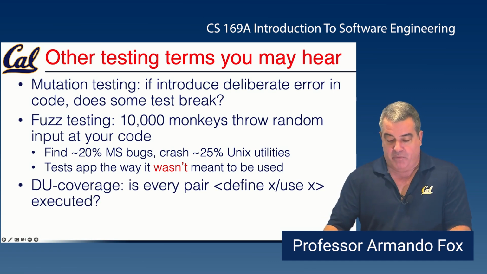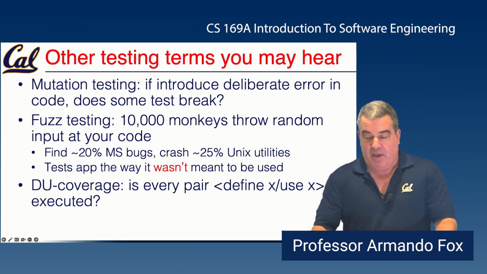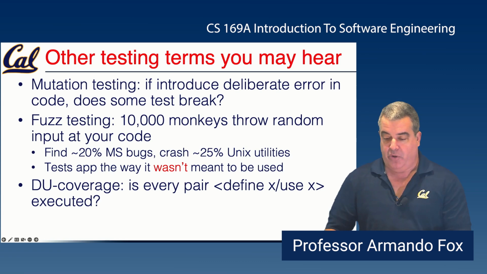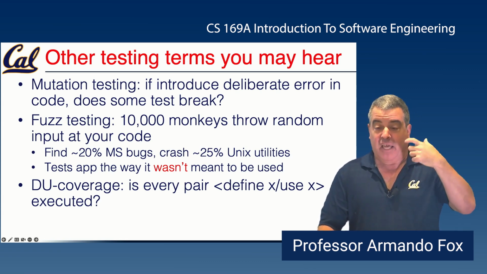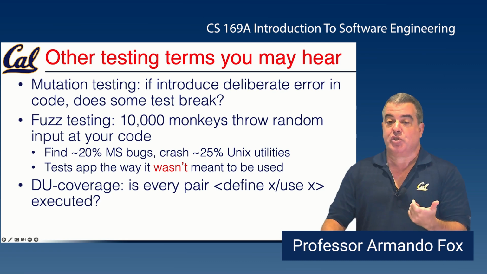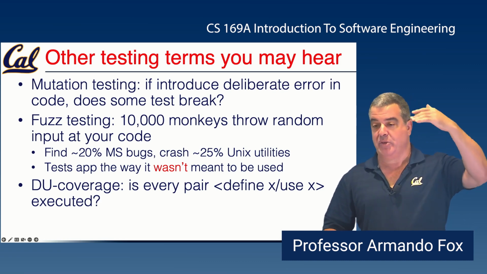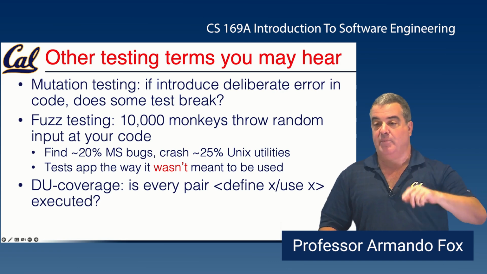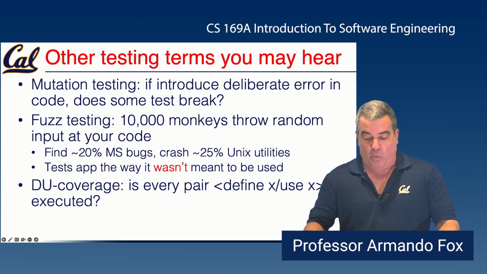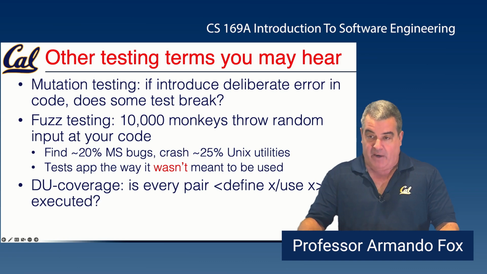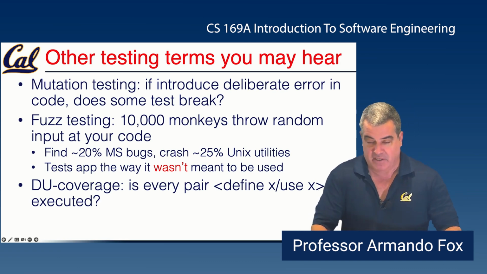There's also another term that you may hear, DU coverage, for define and use. So basically, look at every place in the code where some variable is set, in other words, the definition, and a later place where that variable's value is consumed by another expression. That is a DU pair. And if a particular variable is defined once and used 5 times, that is 5 DU pairs. So DU coverage is what fraction of every DU pair is actually exercised by the test suite. As you can imagine, also very hard to get.